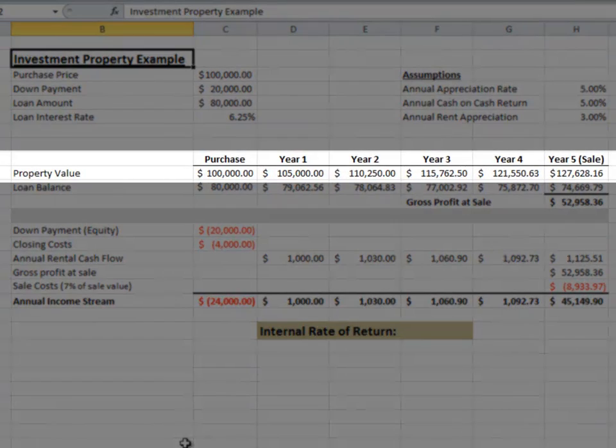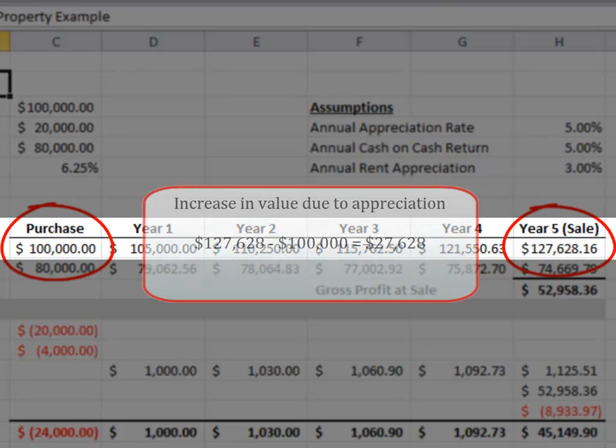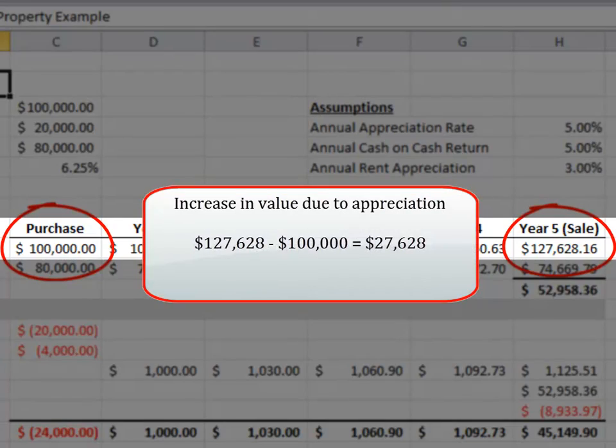First, we will apply our appreciation rate to the property value in order to determine what effect appreciation will have on our investment. By subtracting the year 5 value from the initial purchase price, we see we've gained approximately $27,000 due to appreciation.